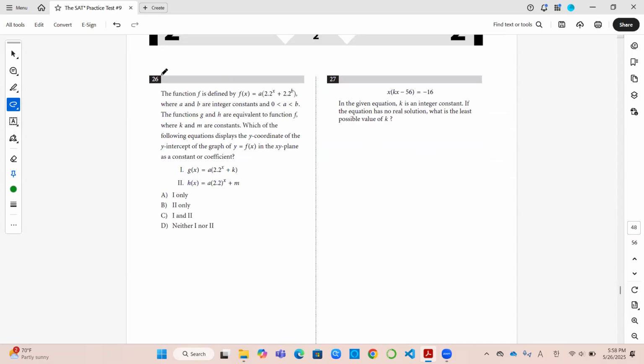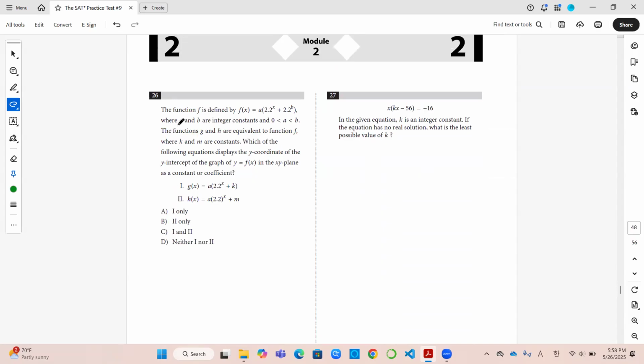26. The function f is defined by f of x is equal to a, and then whatever this is, where a and b are integer constants and 0 is less than a is less than b. The functions g and h are equivalent to function f, where k and m are constants. Which of the following equations displays the y-coordinate of the y-intercept of the graph of y equals f of x in the xy plane as a constant or a coefficient?